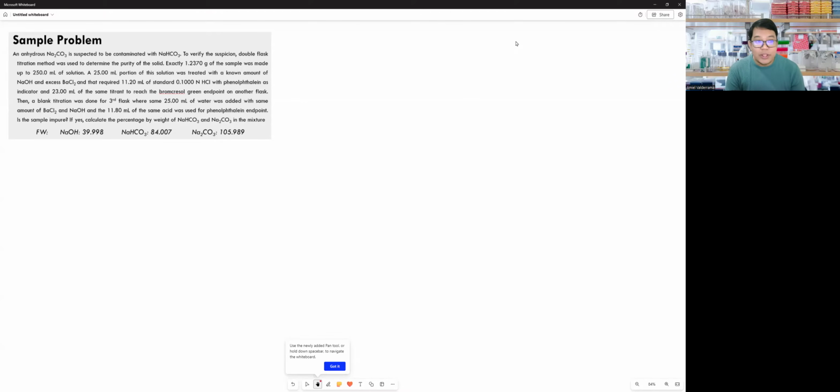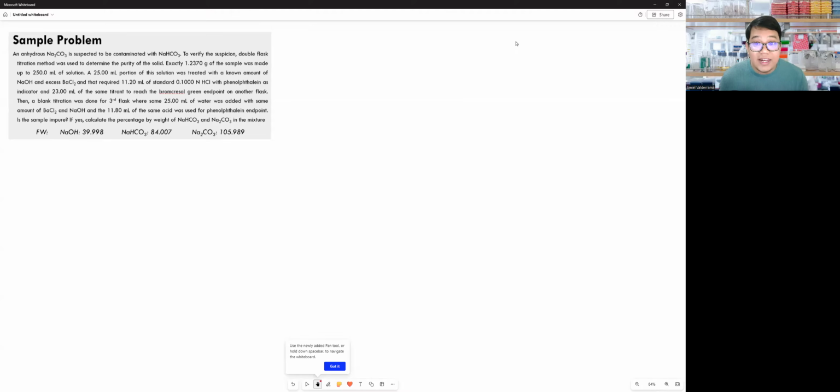So that is the 2-flask method. Then a blank titration was done for the third flask, where the same 25 ml of water was added with the same amount of barium chloride and NaOH, and 11.8 ml of the same acid was used for the phenolphthalein endpoint. Is the sample impure? If yes, calculate the percentage by weight of sodium bicarb and sodium carbonate.